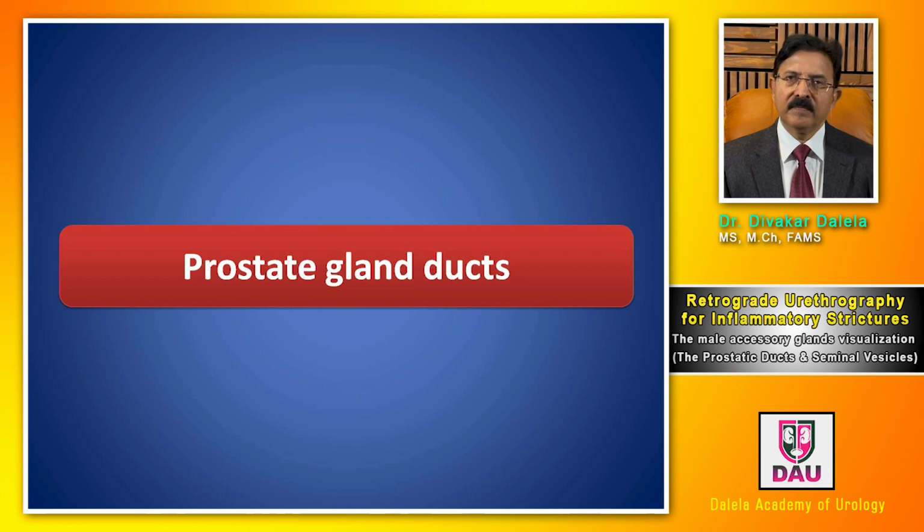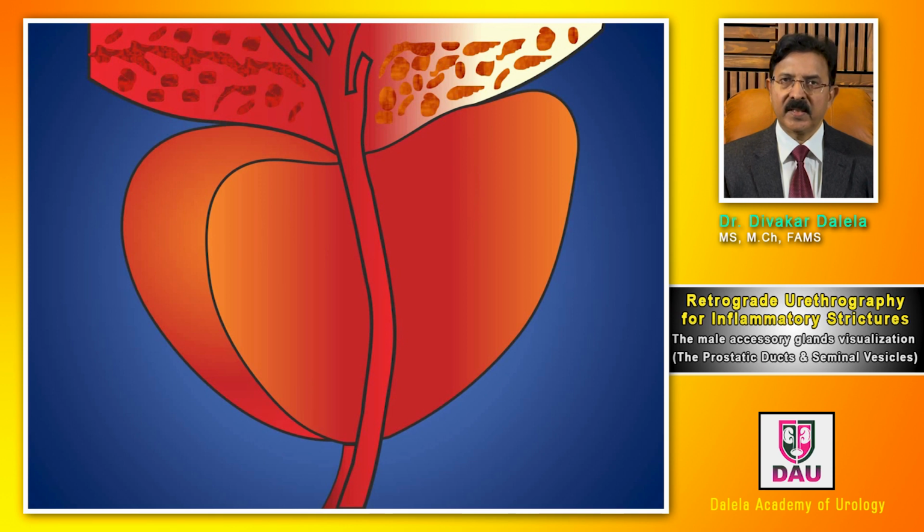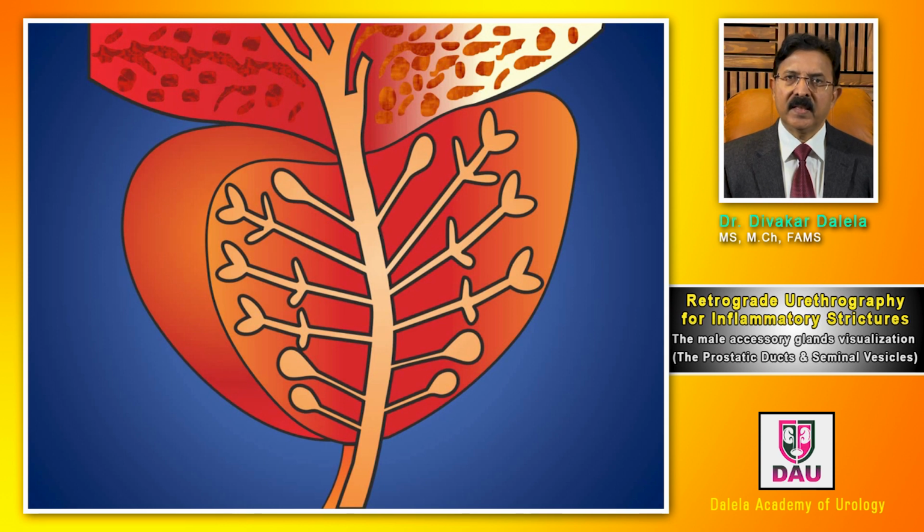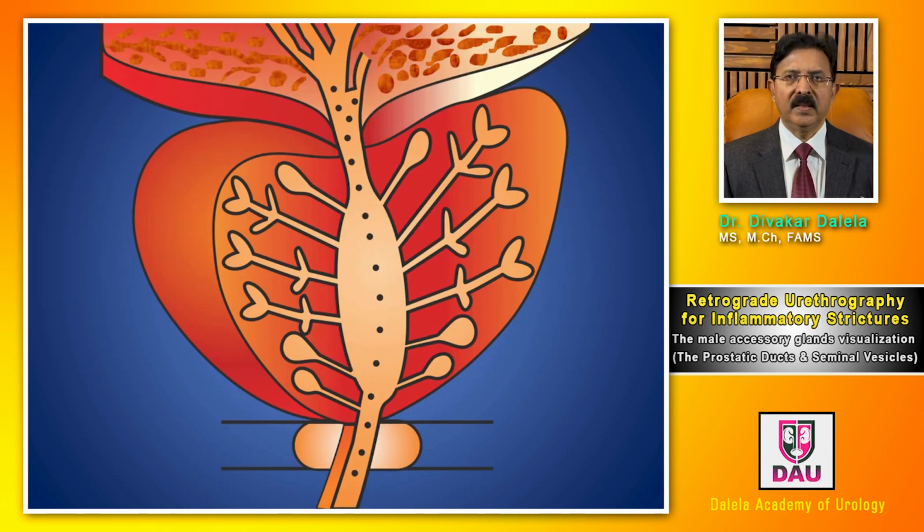Let me first talk about prostate gland ducts and their patterns of visualization in inflammatory stricture disease. If you look at the anatomy of the prostate, it's a lobar arrangement on either side of the prostatic urethra, and that's how the ducts and the glands, the acini, are peripherally located, and their ducts are long. It opens at an angle into the prostatic urethra. Nature has given this angle so that when urine flows down in this urethra, it does not reflux normally.